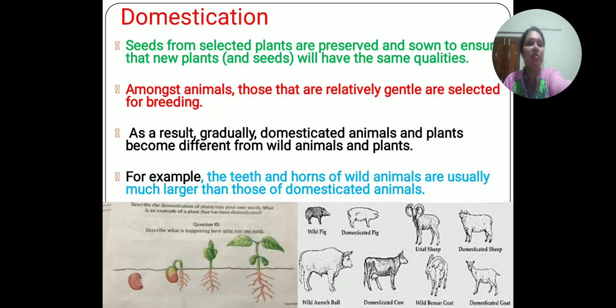So this is very small horns are there, and how she is looking. Now you can see a wild cow is there on the left hand side, and now the domesticated cow is also there. The wild goat is there, which is having a very big horn, and when it was domesticated, the domesticated goat looks like very small horns are there for domesticated goats.